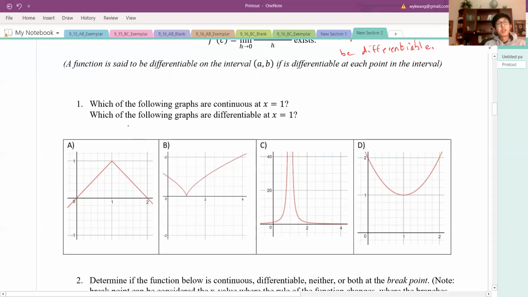that visually, graphs are continuous if we can draw without picking up our pen. So can you just imagine yourself drawing all these? Can you draw this one without picking up your pen? You tell me. Can you draw this one without picking up your pen? You tell me. If it's continuous, you can draw without picking up your pen. If you can't do that, then it's not continuous. Now, which of the following graphs are differentiable at x equals 1?